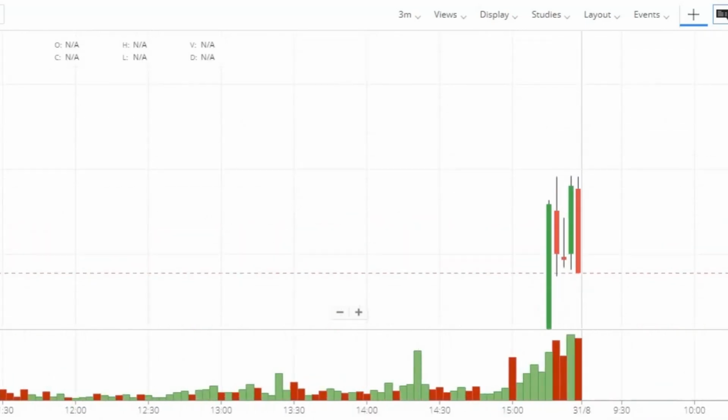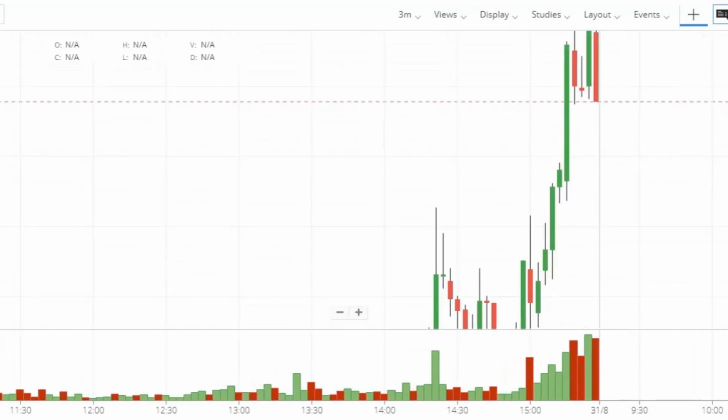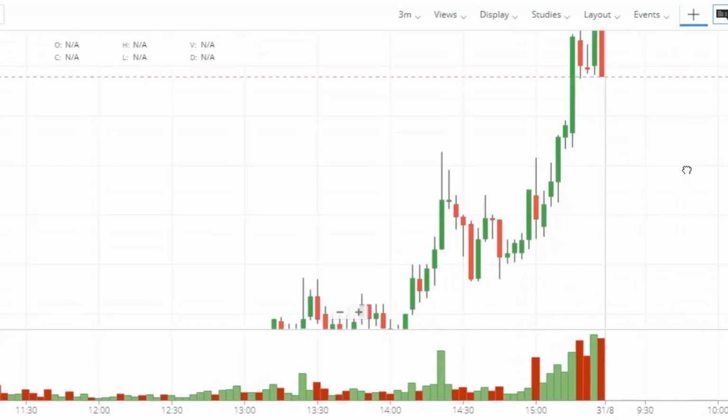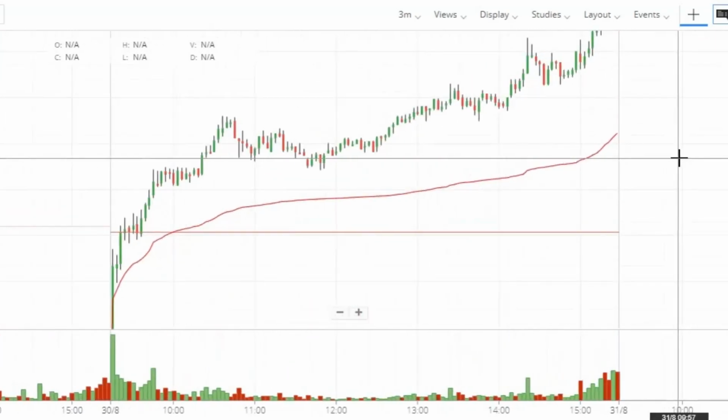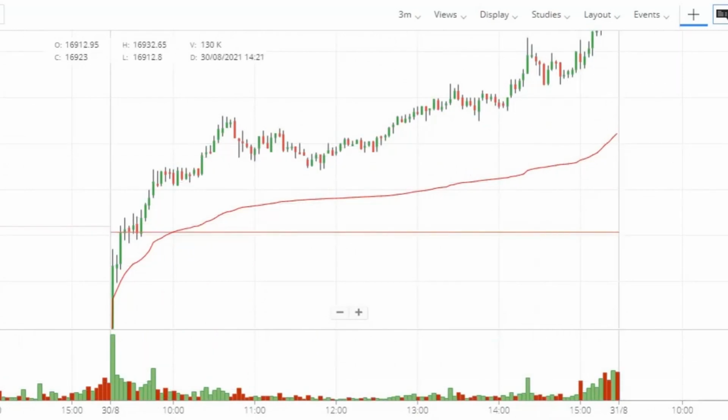And now we'll understand different types of candlesticks. There are different types of patterns and things that form in these candlesticks. So let's understand that now.